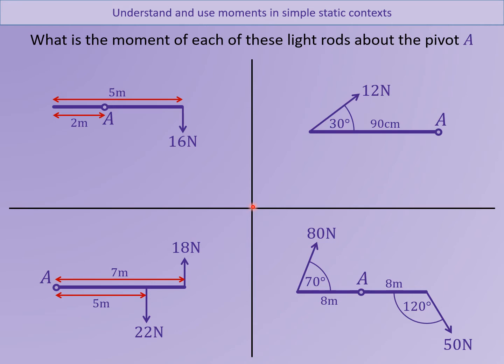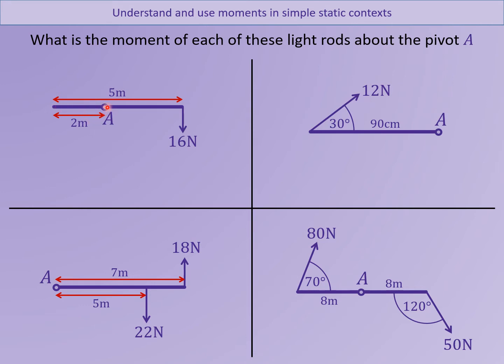Okay, so let's see how you got on with them. So this first one, what I should be considering is the formula is just force times distance from the pivot. It doesn't matter about this bit down here, as it says it's a light rod, so we can ignore that. So it's not got any weight to it at all.